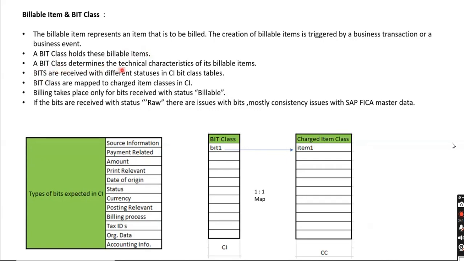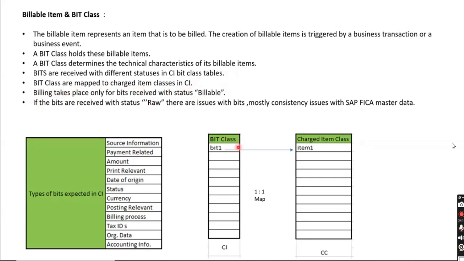A bit class determines the technical characteristics of a billable item. Once the billable item is generated, it will have different fields. All those fields will be stored under a particular billable item class. Bits are received with different statuses. We will see later, when we receive the bits, there can be different statuses, meaning whether the bits are complete or incomplete. Accordingly, different statuses will be received. Bit classes are mapped to charged item classes in CI.